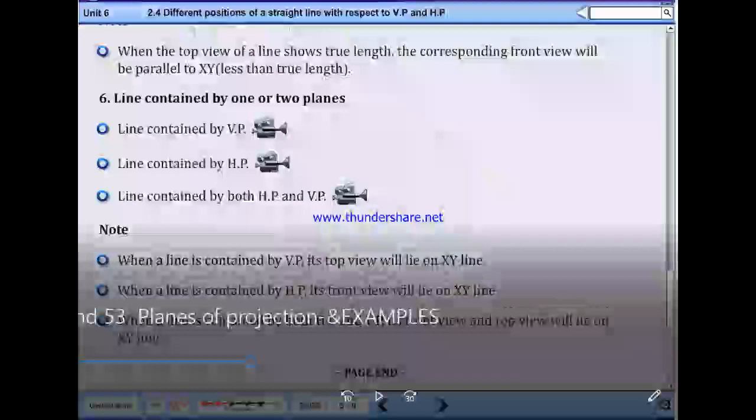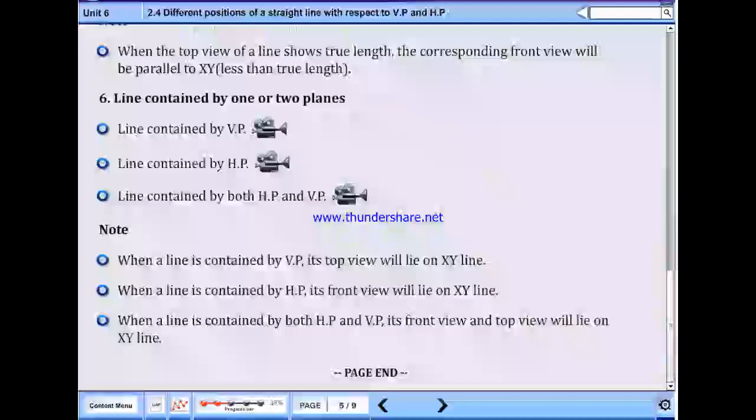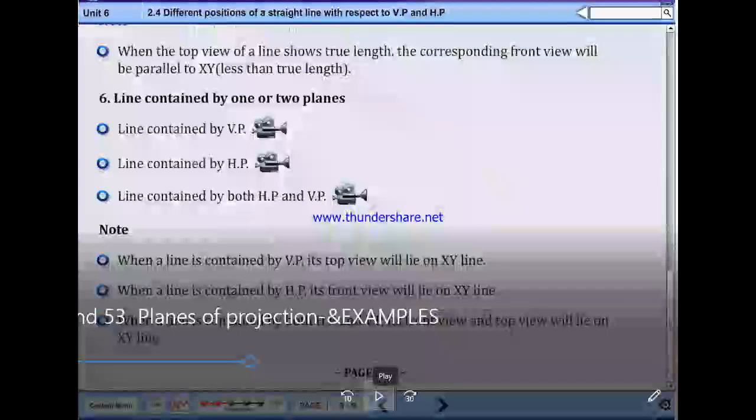Now note, when a line is contained by VP, its top view will lie on the XY line. When a line is contained by HP, its front view will lie on the XY line. When a line is contained by both HP and VP, its front view and top view will lie on the XY line. So like this, you note down all the points that we are studying in this.